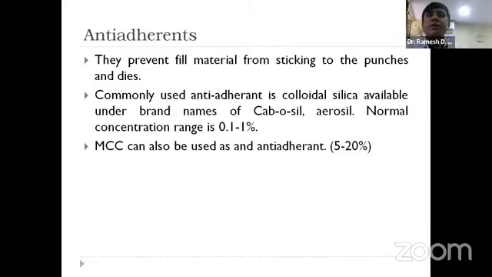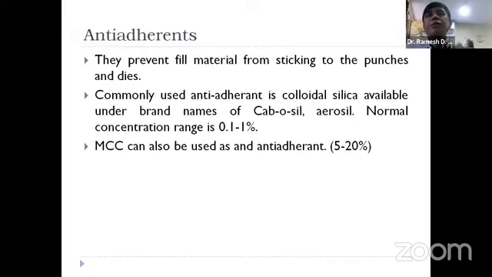Next is anti-adherents. They prevent the material from sticking to the punches and the dies. The problems which arise due to improper drying or sticking with the die cavity or the upper or lower punch, that is picking. And to avoid that, we need to use anti-adherents, which will prevent the adhesion. Commonly used anti-adherents are colloidal silica. Colloidal silica is available under different brand names like Cabosil, Aerosil, and it is used in the normal concentration range of 0.1 to 1%. It is nothing but silicon dioxide in the colloidal range. Microcrystalline cellulose, MCC, can also be used as an anti-adherent in the concentration range of 5 to 20%.